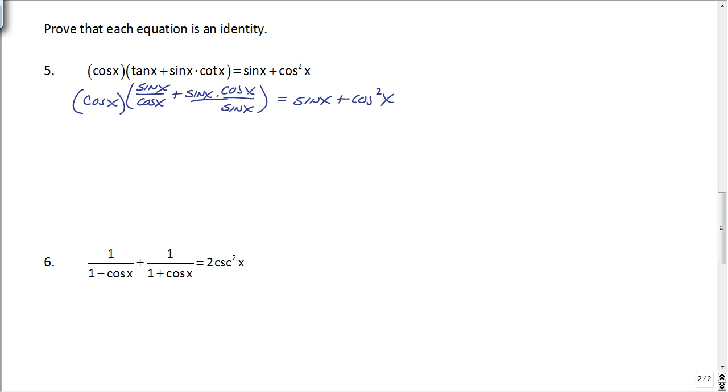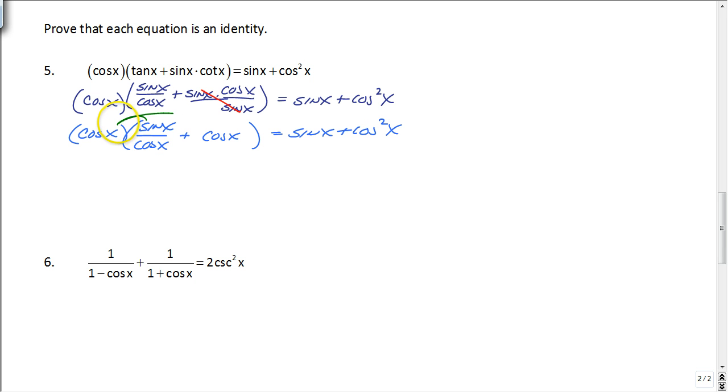And now you can simplify this a little bit. We can just, bang, get rid of those sines right now. So our next step is going to look like this. Cosine x times sine x over cosine x plus cosine x. And that's still equal to sine x plus cosine squared x. Yes, before you even ask, you must write the right side, or whatever side is staying the same, the whole way down.